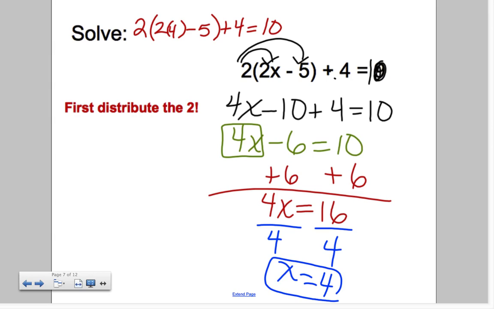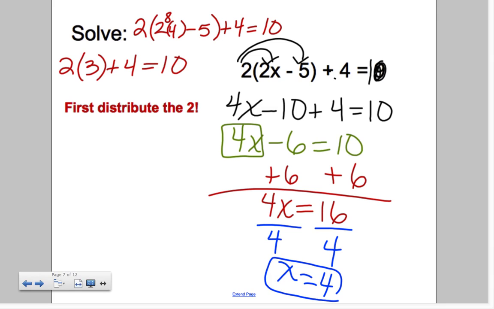So let me do this. Inside the parentheses, we have 2 times 4, which is what? 8. 8 minus 5 is what? 3. Couldn't you do that all in one step? Can you multiply and then subtract in your head? I think most of you can do that. So if you want to simplify that parentheses into one step, make it easier for your check, that's fine. I'm okay with that. So now we're going to add 4. That has to equal 10.